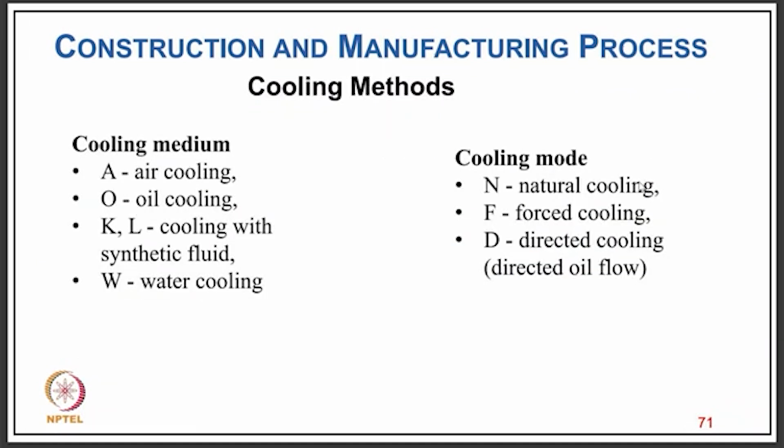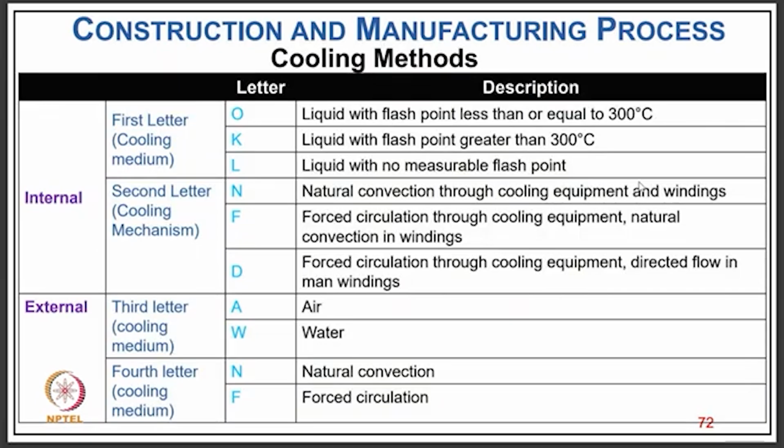So now we have the cooling methods, as I already mentioned. We have different kinds of cooling. For medium transformers, we have air cooling, oil cooling, then cooling with synthetic fluid, and then water cooling. And the cooling mode is natural cooling, or forced cooling, or direct cooling, direct oil flow. So you can think about different cooling methods. They are denoted with different letters and with a description.